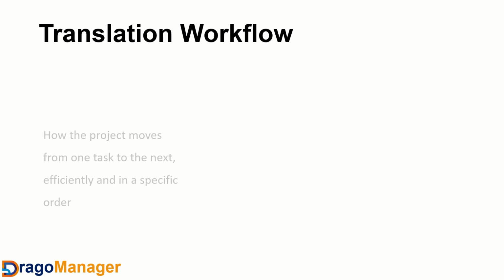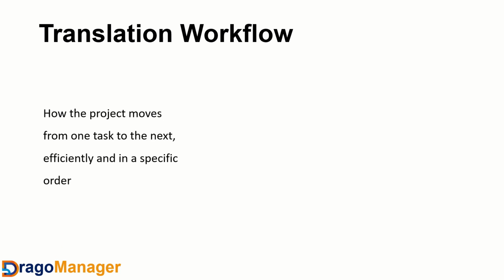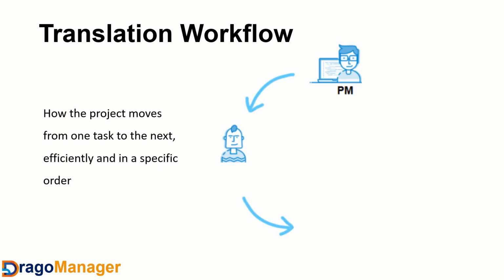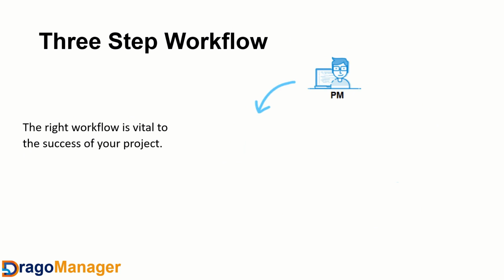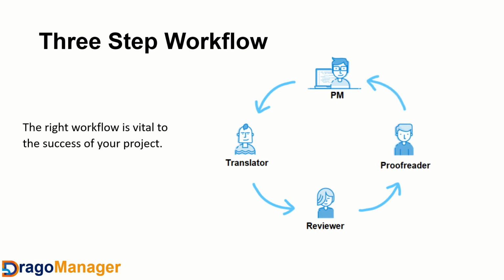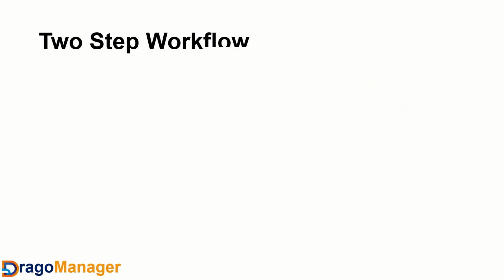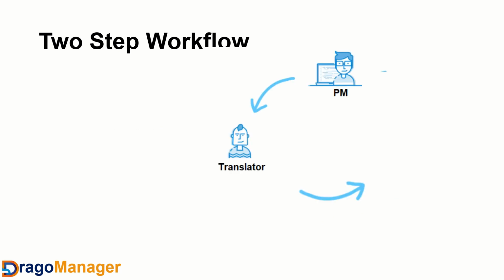The workflow shows the project manager and all stakeholders how the project moves from one task to the next efficiently and in a specific order. So, the right workflow is vital to the success of your project. For example, you might want to start with the translation, then move to revision and finally proofreading. In another project that is more urgent, you might choose to start with translation and move directly to proofreading.